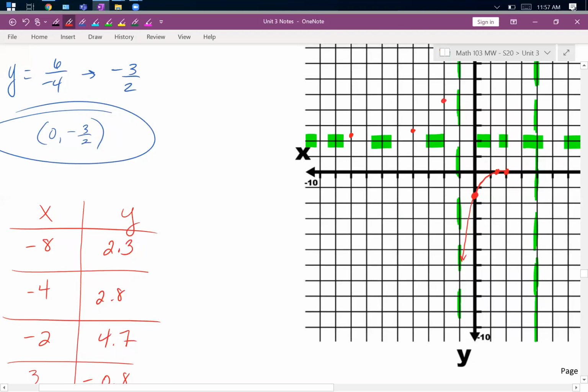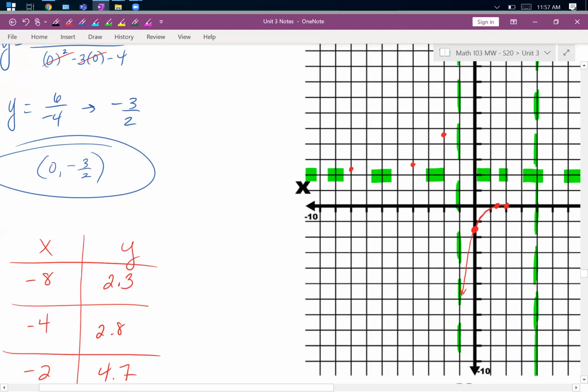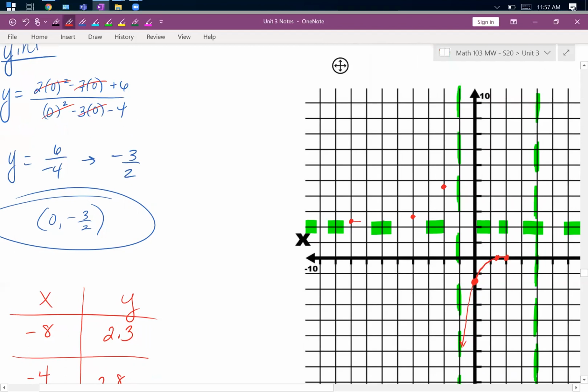And then I usually like to connect the dots after I get a region done. I know these 3 points have to connect. And I also know that the ends of my graph have to tend towards my asymptotes. So this end has to continue and get closer and closer to our horizontal asymptote. And this end is going to continue and get closer and closer to our vertical asymptote. Questions on that region at all?